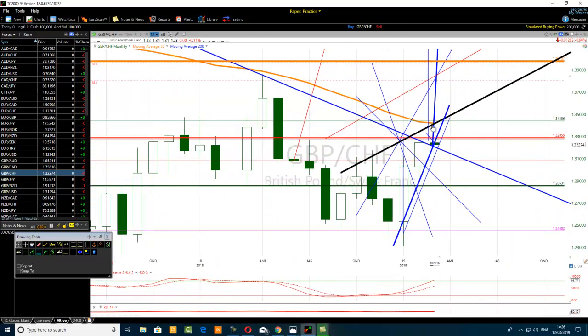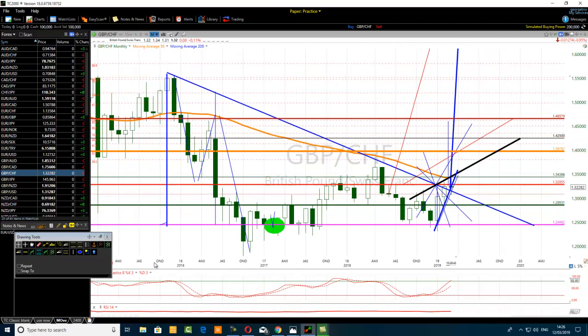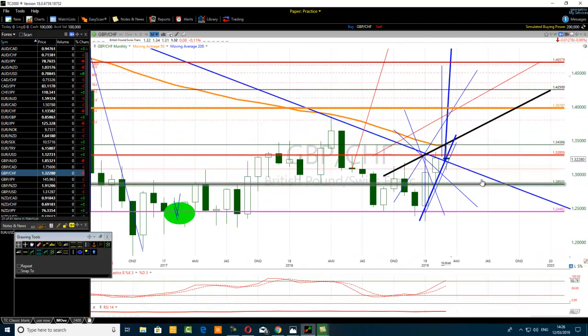Because of that doji being formed there, it's uncertainty, anything is possible. Doji candlestick bars are like a triangle or a consolidation. Anytime you see a doji, anything is possible. It can go back up, it can go back down.